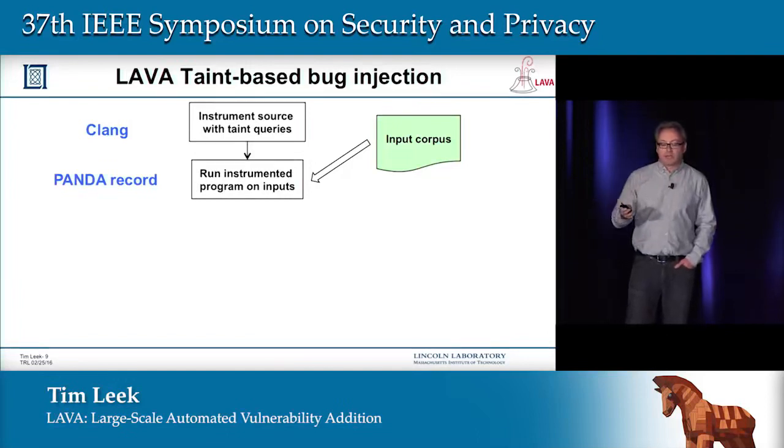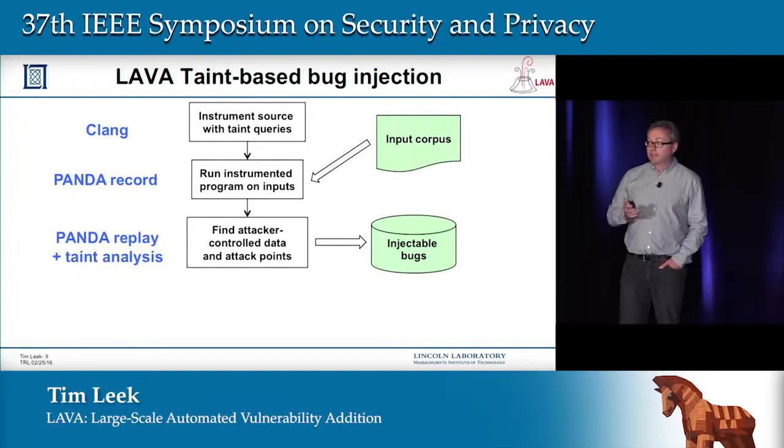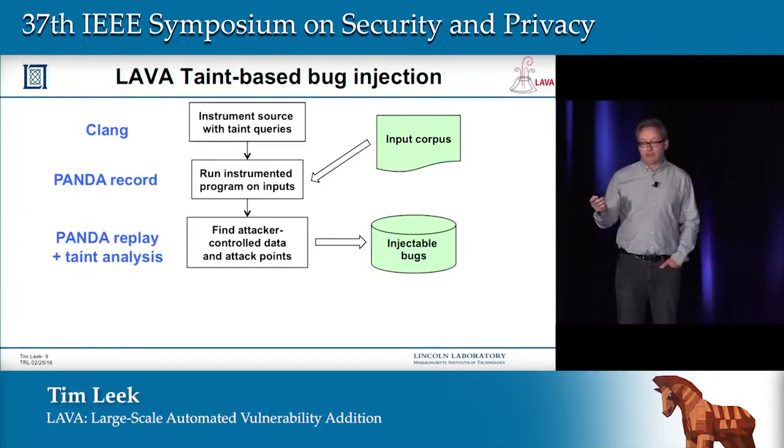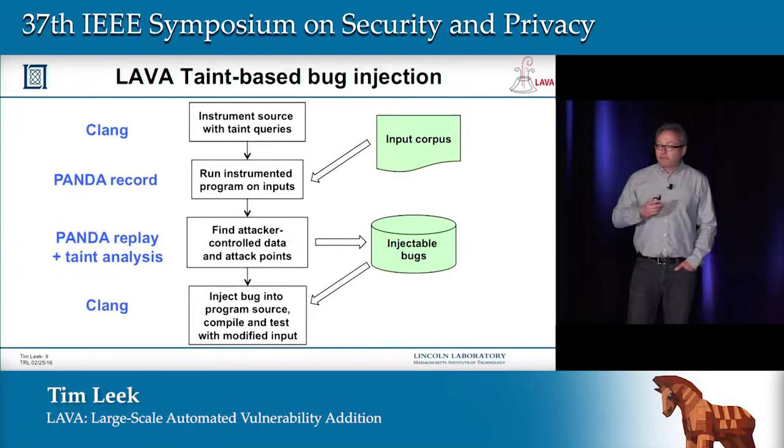And so we record the processing of that input with Panda, and then under replay, we do a detailed taint analysis to find this attacker-controlled data, as well as attack points later on in the code. Stick those into a database. These are potentially injectable bugs. These are heuristic measures, so there's no guarantees here. And then finally, we instantiate.